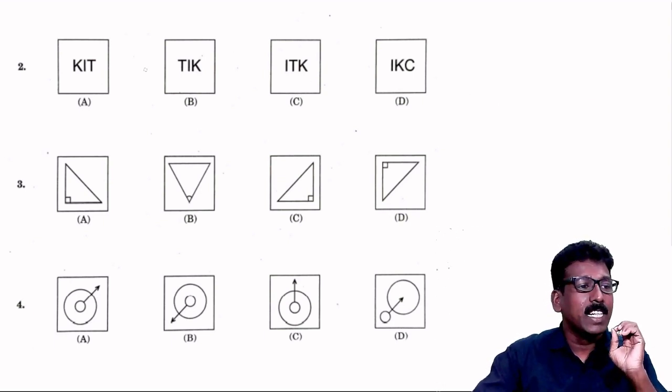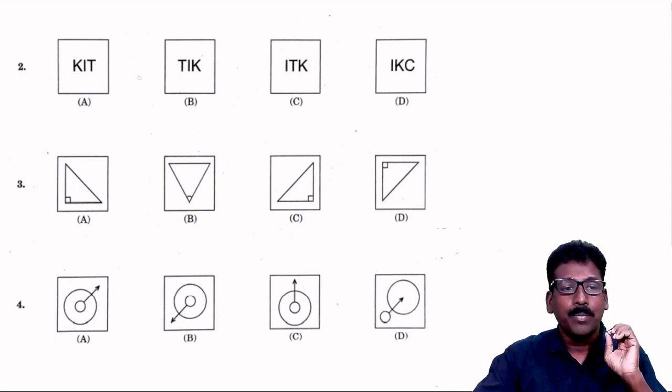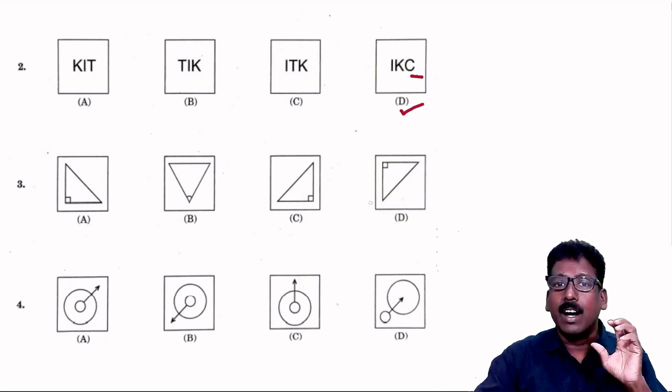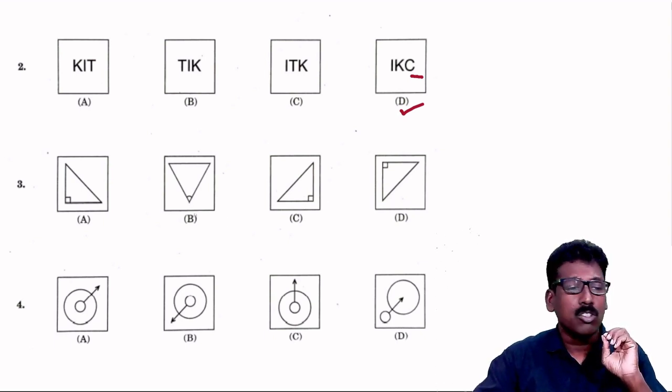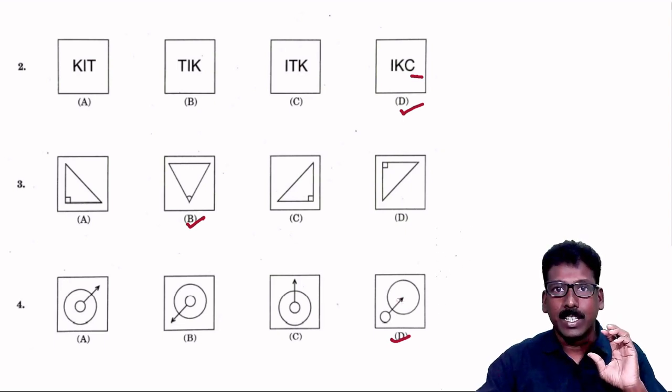In the second question, you can see 3 letters, K, I, T, but in the last there is a new letter C, so D is the correct option. Here in question number 3, A, B, C, D are triangles, but A, C, and D are right angle triangles. B is not, so B will be the correct answer. And in the fourth question, 2 circles are there, 1 arrow outside, but in D the arrow is inside, so D will be the correct answer.